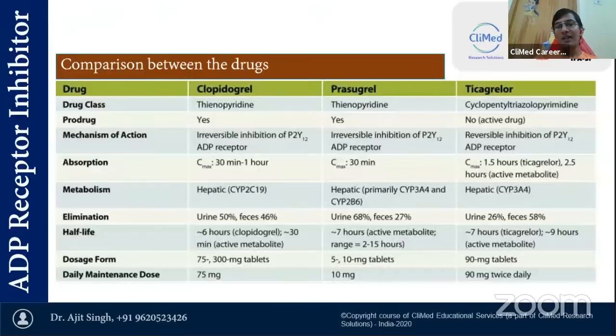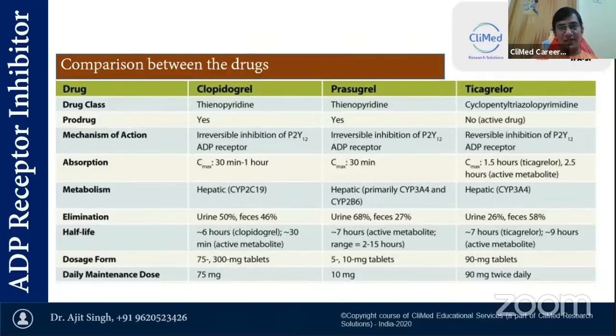Now let's take a look at ADP receptor inhibitors. There are three major drugs: clopidogrel, prasugrel, and ticagrelor. We can see them as first generation, second generation, and current generation. Ticagrelor is the current generation drug, and clopidogrel is the ancient drug we have been using for 50 years or more.